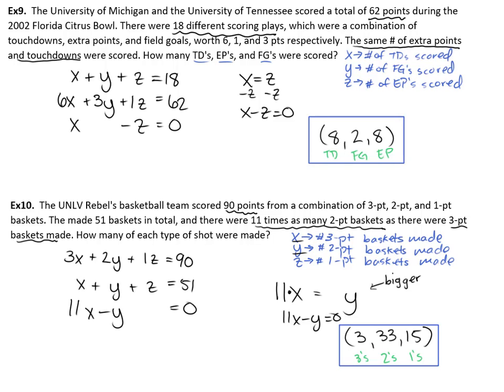Right, here are our results. For the top one, you should come up with 8 touchdowns, 2 field goals, and 8 extra points. Down below, the Rebels scored 3 threes, 33 2-point baskets, and got to the line and hit 15 free throws. Again, if you didn't get these and you want me to go over solving of the equations, please ask me in class. We'll do some more word problems and some more systems.